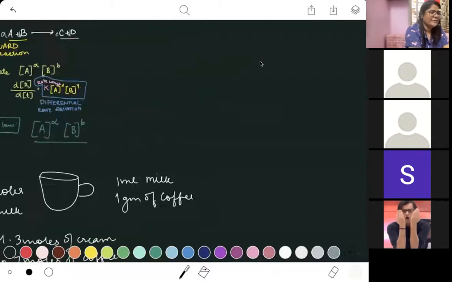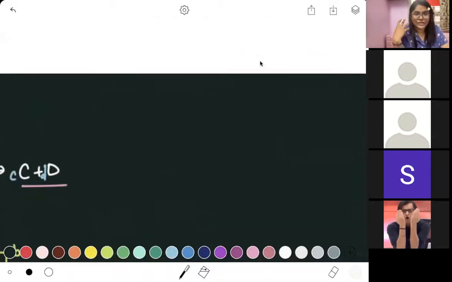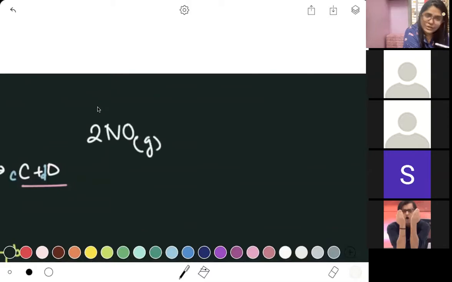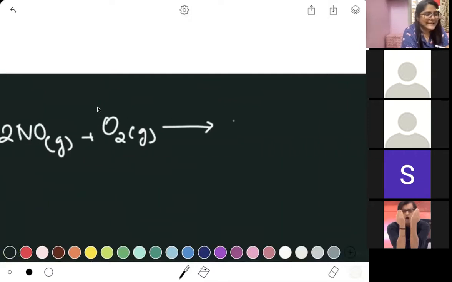If I'm going to give you an actual example instead of just your example for coffee, I could write this particular equation. Look at it very, very carefully, and try to understand what is happening. I have 2NO in the gaseous form, and I have my oxygen in the gaseous form here. When these two are reacted with each other, what I get is 2NO2 in the gaseous form.